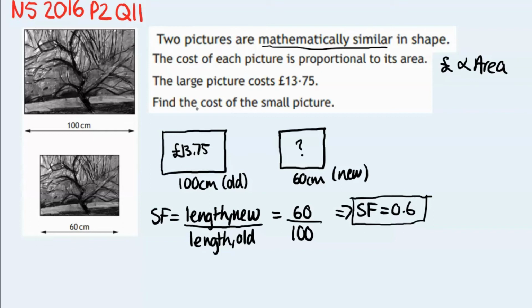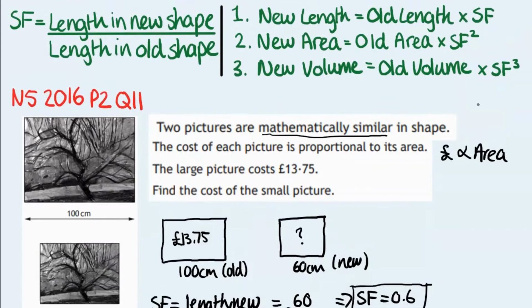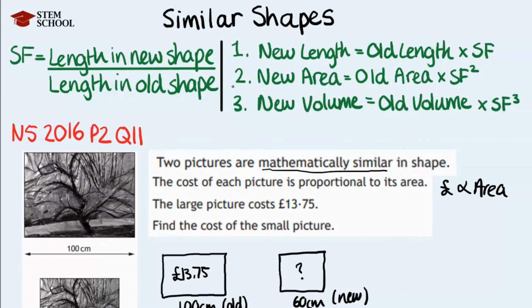So what we're asked is to find the cost of the smaller picture. But what I want you to appreciate is that we're also told the cost of each picture is proportional to its area. So why have they told us that? Well, in your head you'll know all of these equations, hopefully, right? So it's talking about area. So what we need to focus on is this equation here. New area is equal to old area multiplied by scale factor squared.